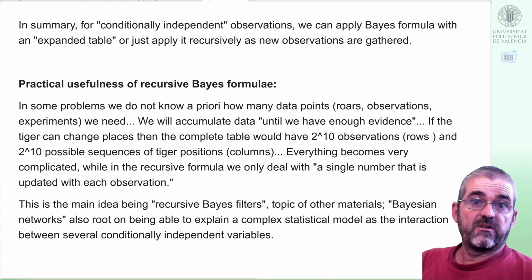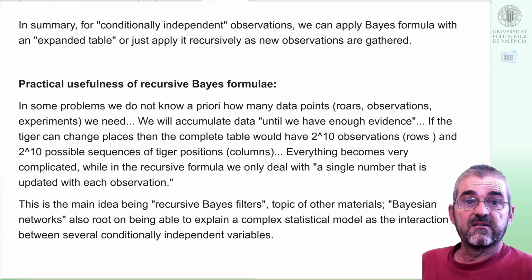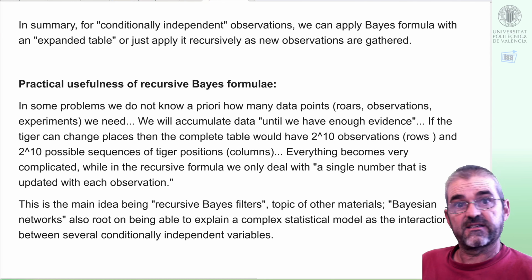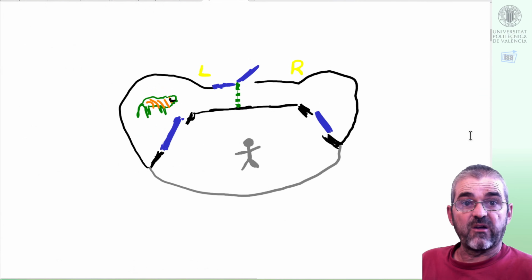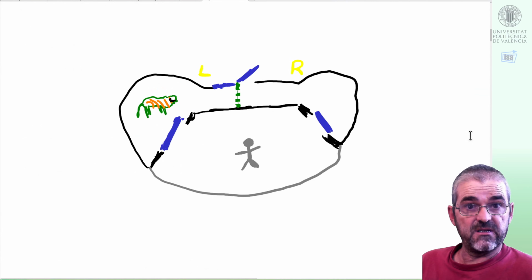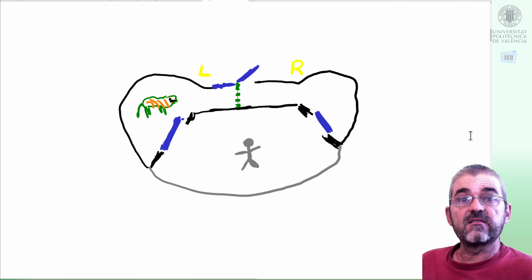And also, in many decision problems, for instance, I may be tempted to just apply one by one, and when I have enough evidence that tiger is at a given side, then I can escape through the other one. So let's say I don't know if I will need to listen for 5 roaring events or 26. I just apply recursively Bayes, Bayes, Bayes, and when I am sure, with 99.99% posterior probability, that tiger is left, then I escape through the right door.